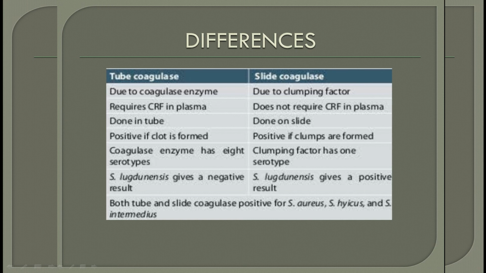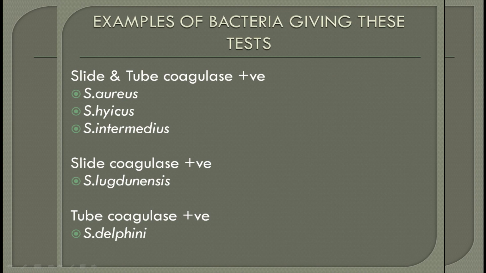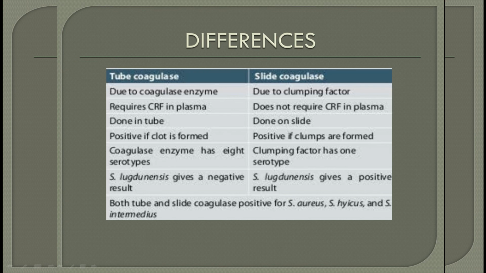Anyways, however, the next difference is very important, and that is why I said you must remember that Staphylococcus lugdunensis gives a negative tube coagulase but a positive slide coagulase. It's only slide coagulase positive, whereas both tube and slide coagulase are positive for Staphylococcus aureus, hyicus and intermedius.